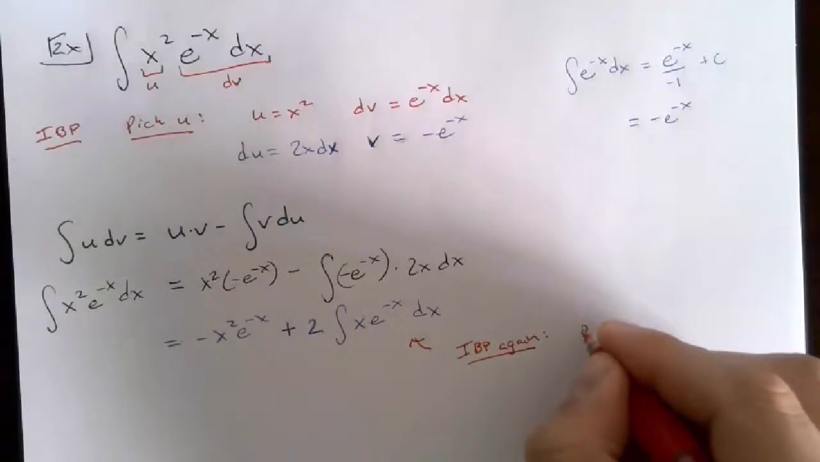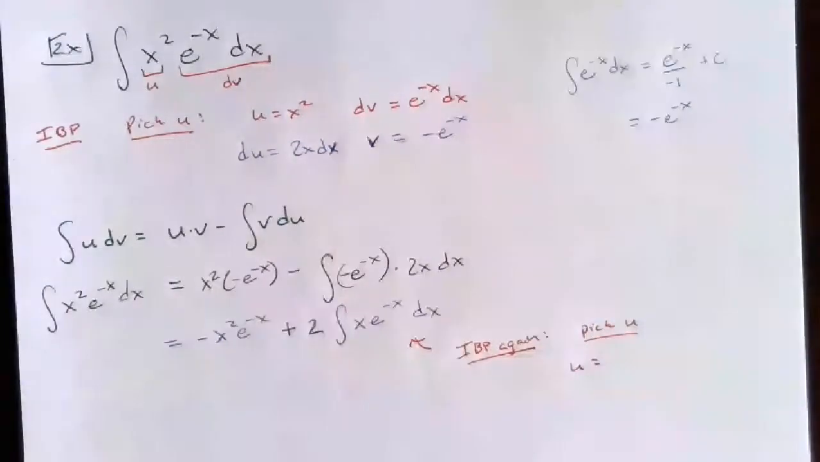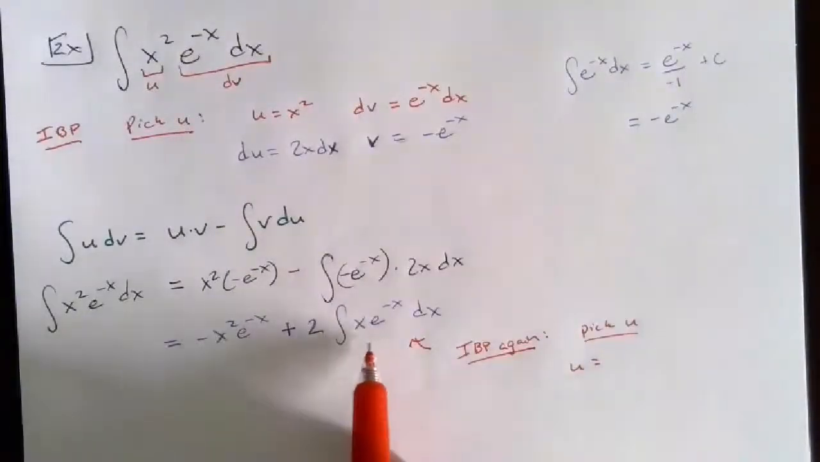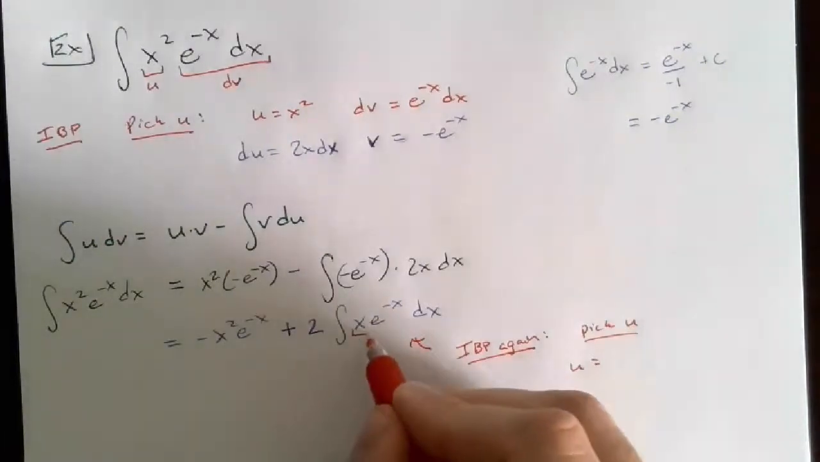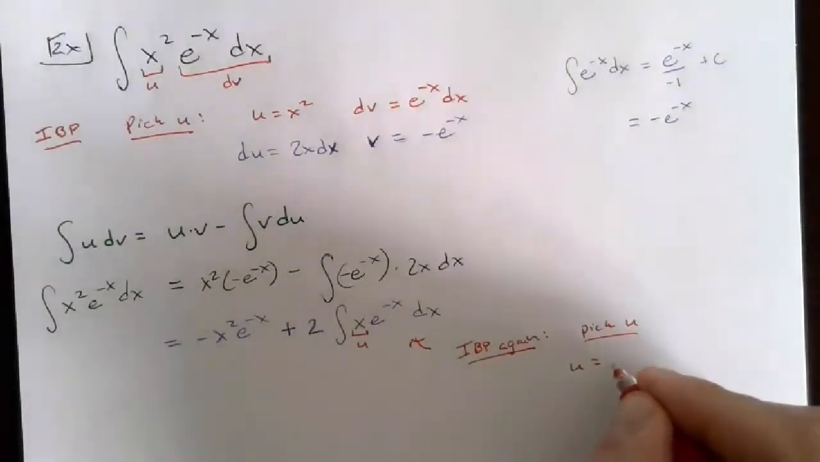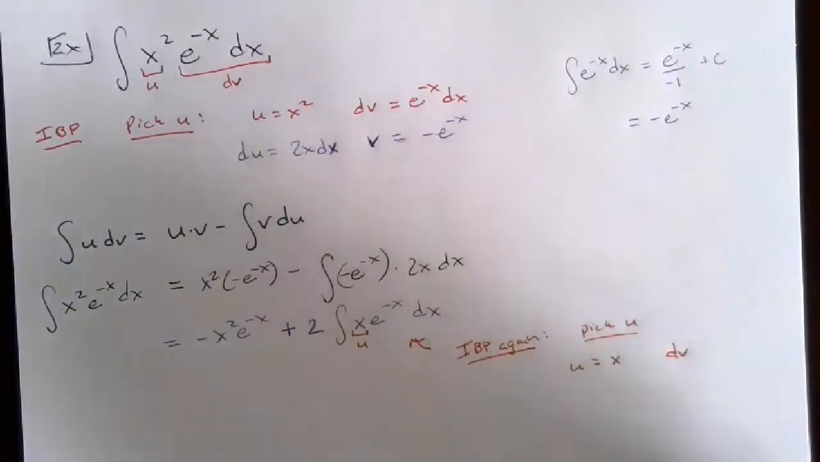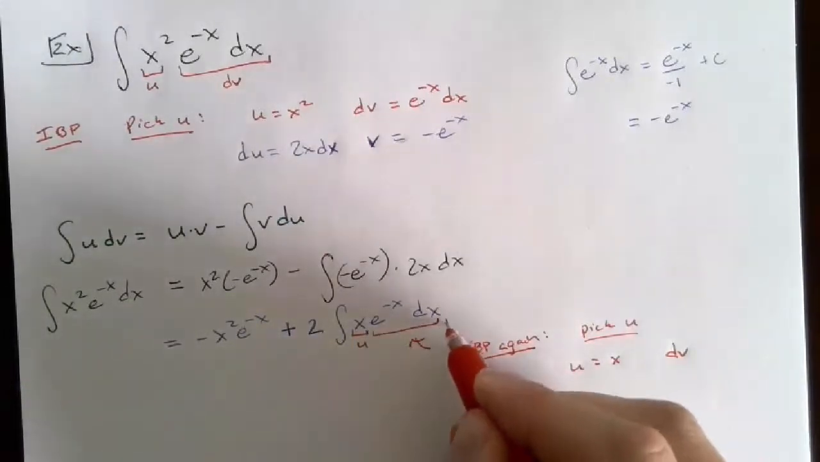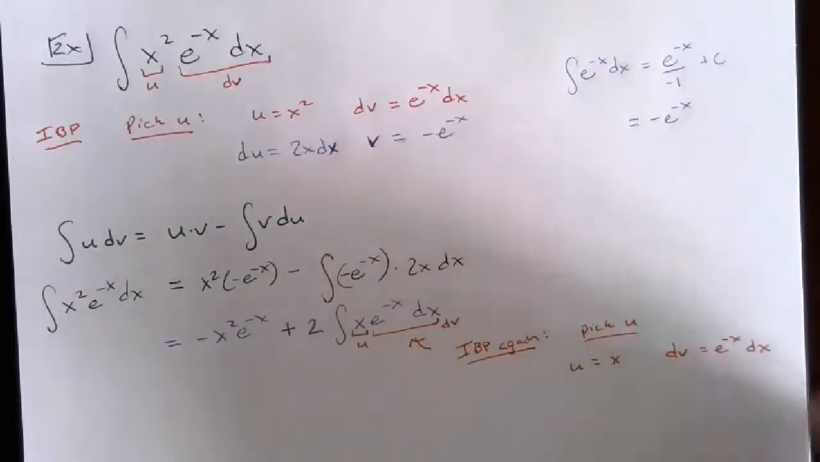And the first thing you do, just like before, pick u. To pick u, remember how it works, our priority. We got logs, then polynomials, then exponentials. Well, are there any logs? No. Are there any polynomials? Yes, in this case, polynomial is x. So x is going to be what u equals. So u equals x. And remember, dv is everything else. So the rest of this, e to the negative x dx, is going to be the dv.